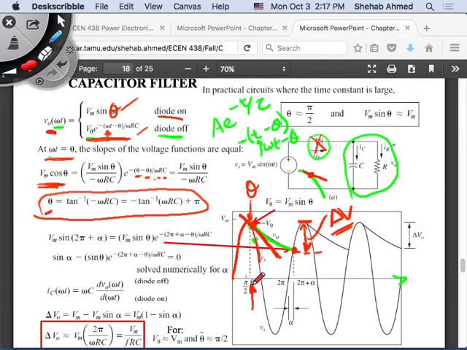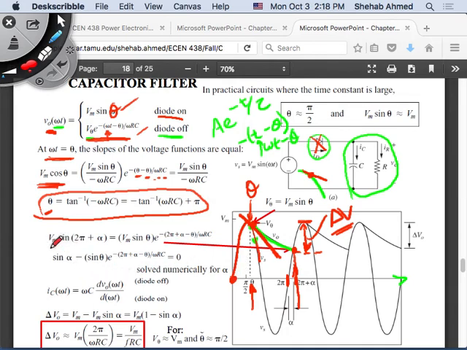I need to find theta, and my objective is delta V. So for me to find delta V, I need to know where this point is. This is the point alpha, which is 2 pi plus alpha away from the starting point. How do I find this point? This point is the intersection between the exponential and my input sine wave, 2 pi plus alpha after the zero crossing. I don't know if it makes sense or not.